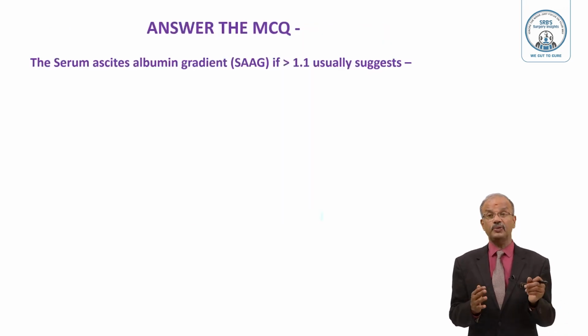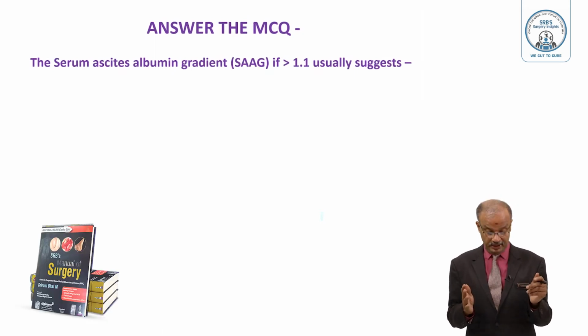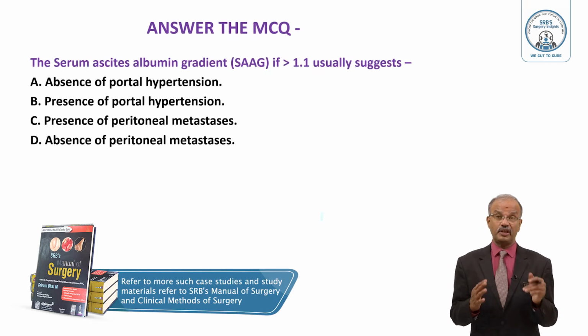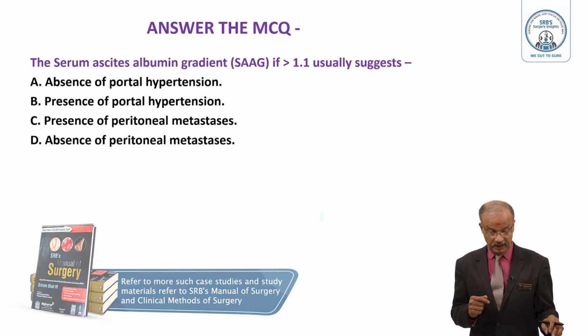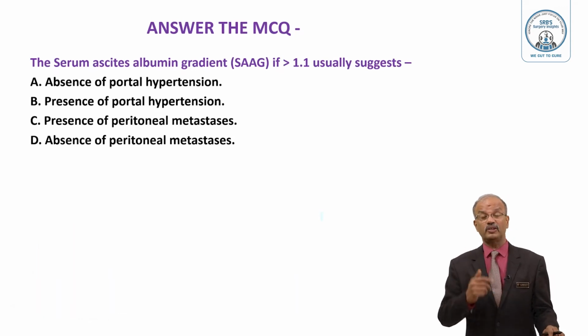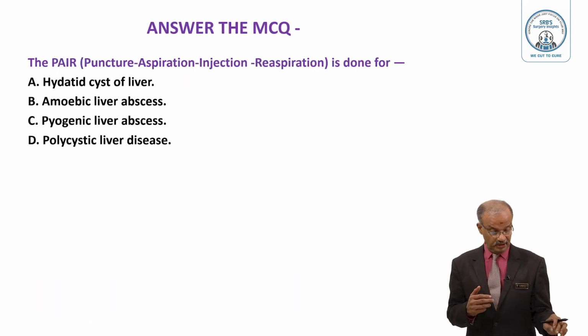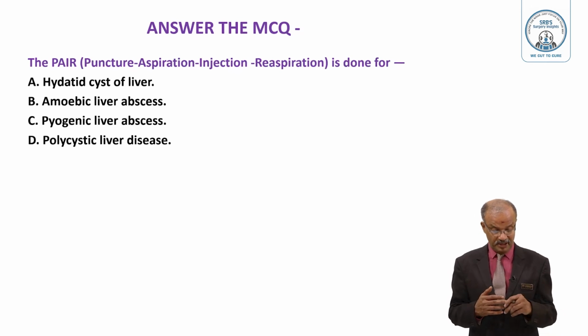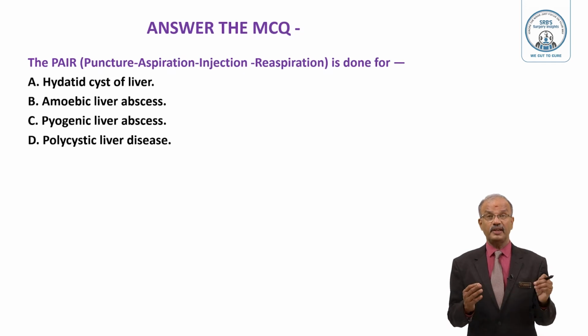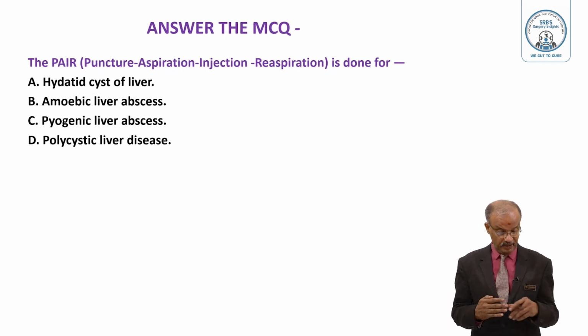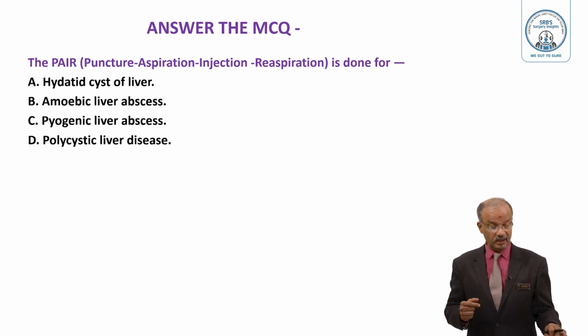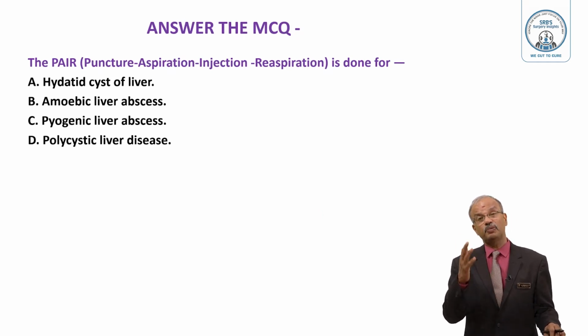and answer the MCQ. Serum ascites albumin gradient, if more than 1.1, usually suggests what? So students, find out the right answer, A, B, C, D, and I'll put the right answer in the comment box. I'll acknowledge your answer also. Answer another MCQ. The puncture, aspiration, injection, reaspiration is done for A, B, C, D. Find out the right answer. I'll put the right answer later, please put yours in the comment box.